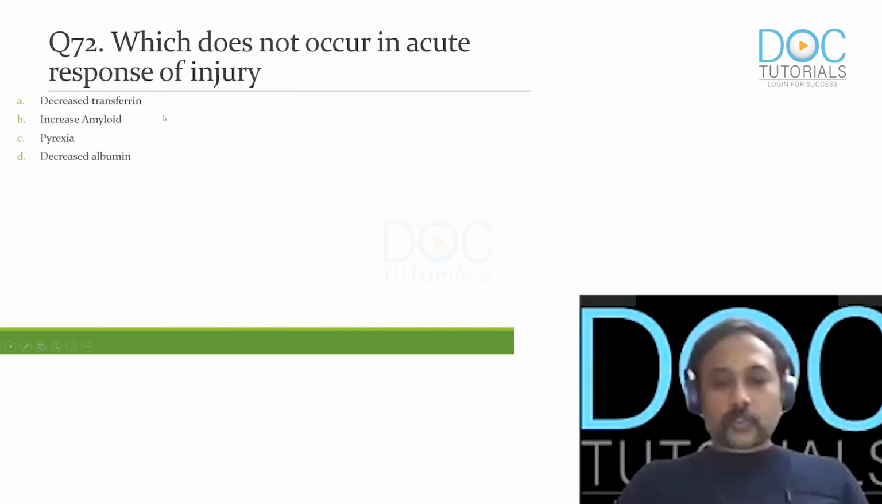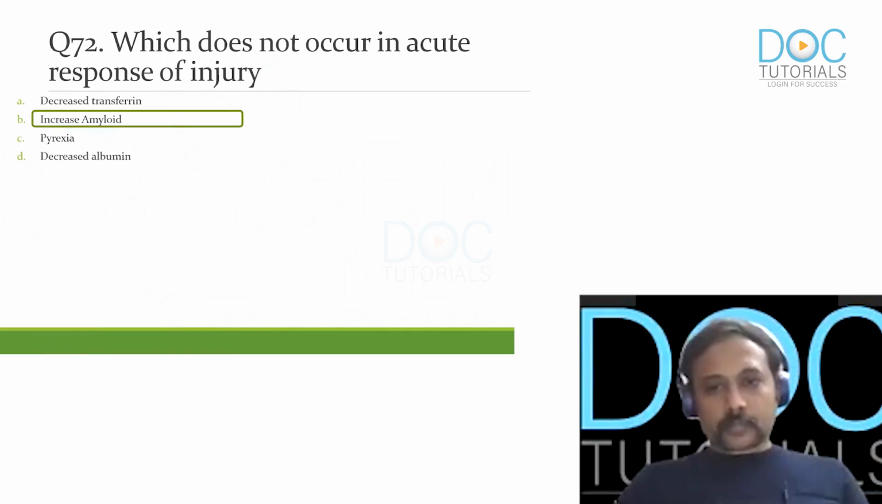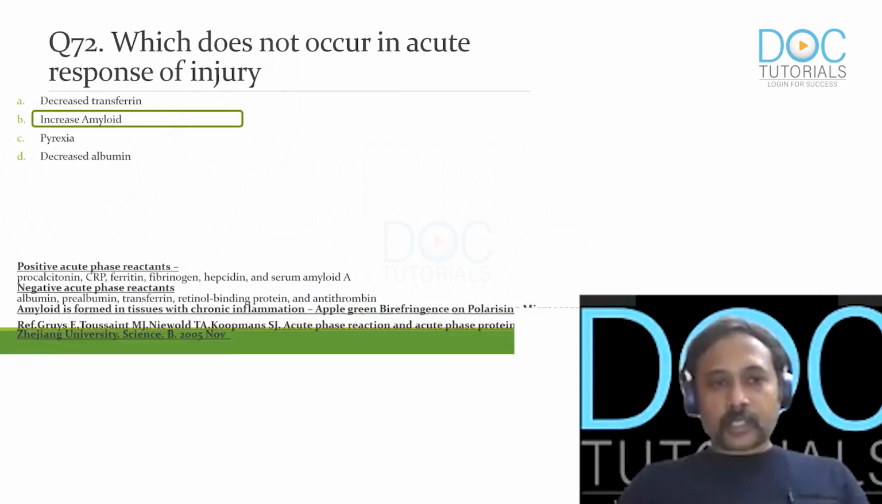Okay, so for this question, what is the answer? D and A, two answers have come. Okay, so the answer is actually B. Okay, increased amyloid. Now there is some controversy with this also. I will come to that in a minute.